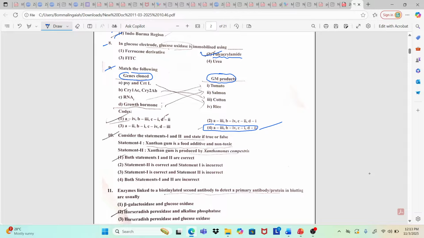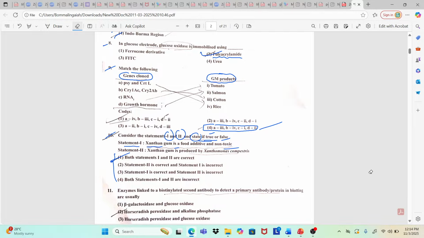Next, 10th question. Consider the following statements, statements 1 and 2. State if true or false. Keep in mind true or false. Statement 1 says xanthan gum is a food additive and non-toxic. Here you have to read it. The correct answer is option number 1. Next question.